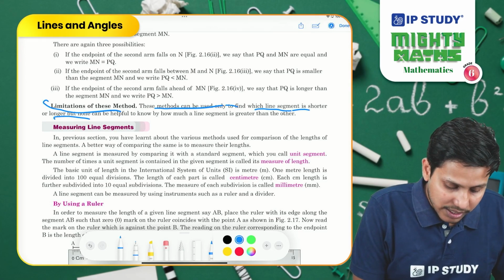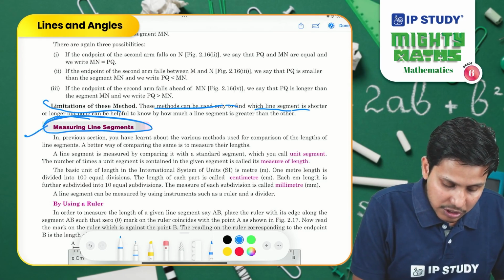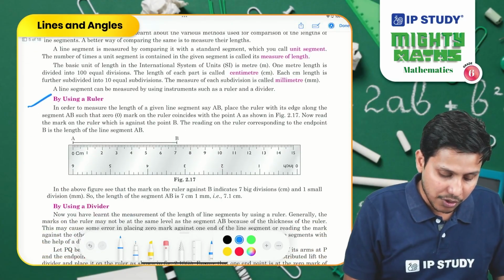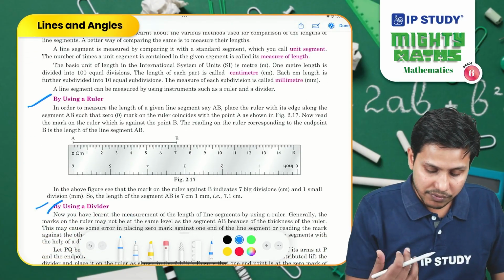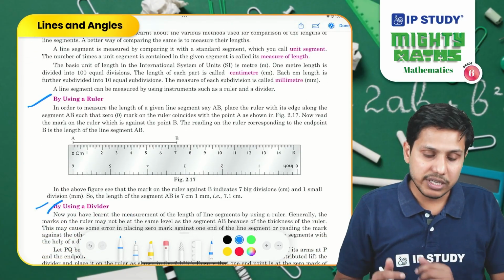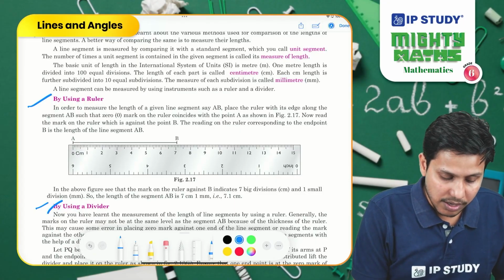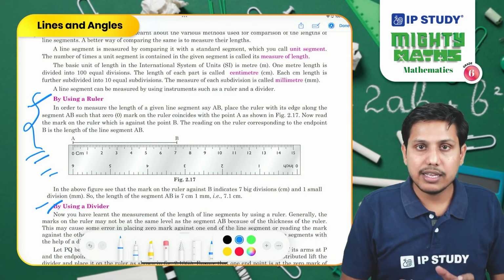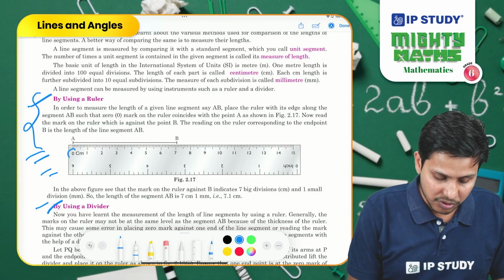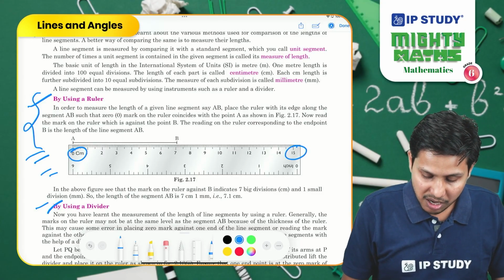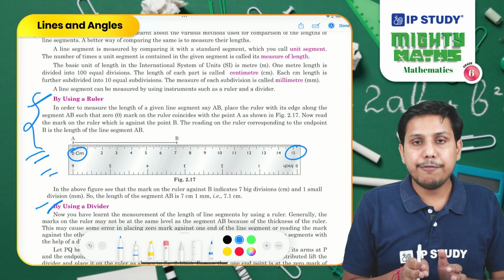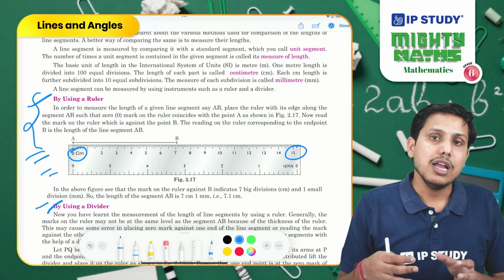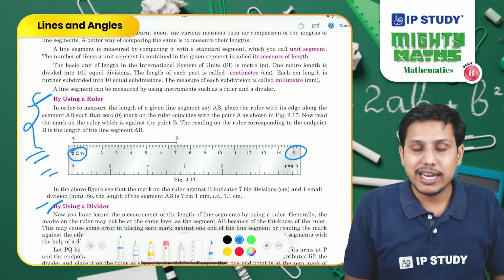So we use a special method which we'll see in this topic, which is measuring a line segment using a ruler or using a divider. We have already seen how to measure using a divider, so we'll focus on the method of using a ruler. A standard short ruler has 0 centimeter to 15 centimeter marked on it, and a long ruler has 0 to 30 centimeter marked, which we use in our daily practice.